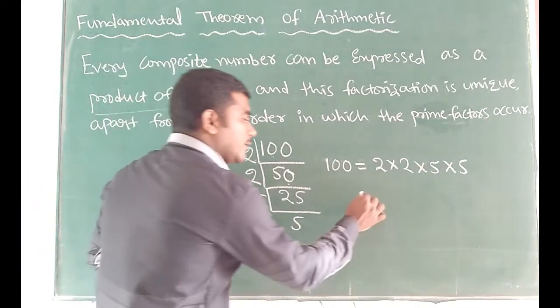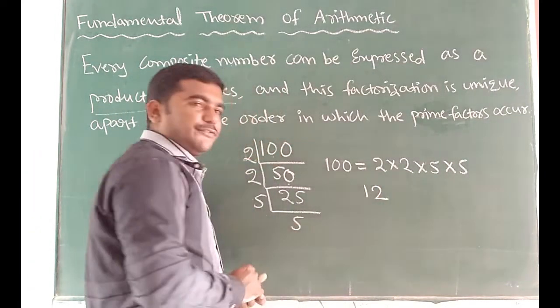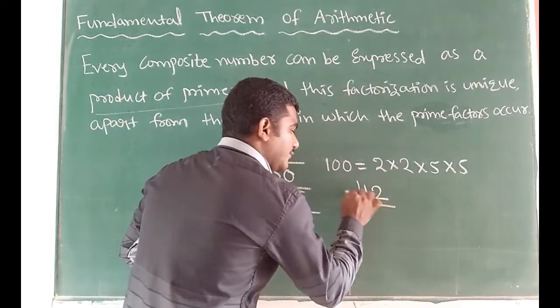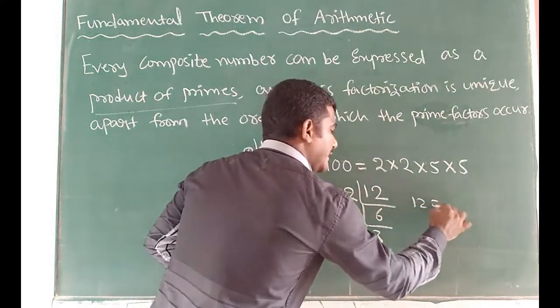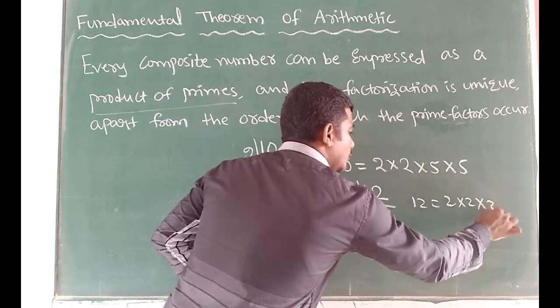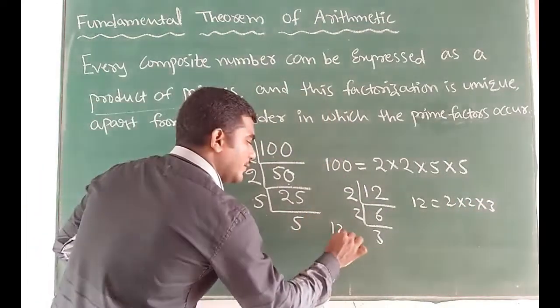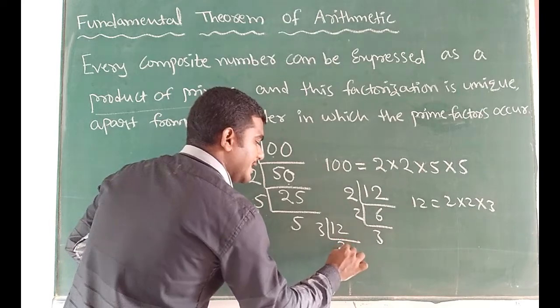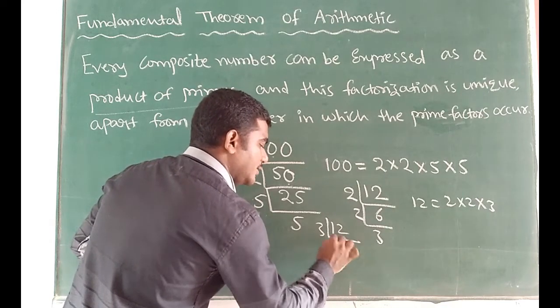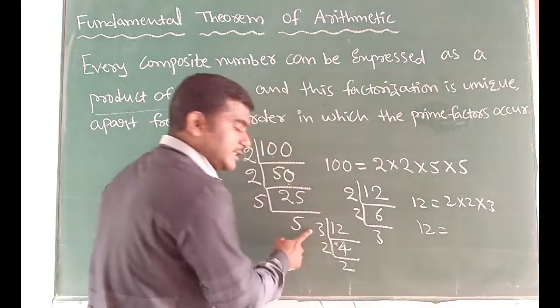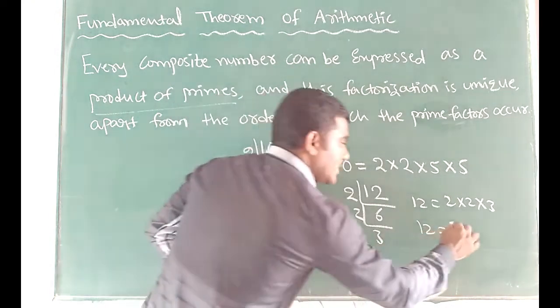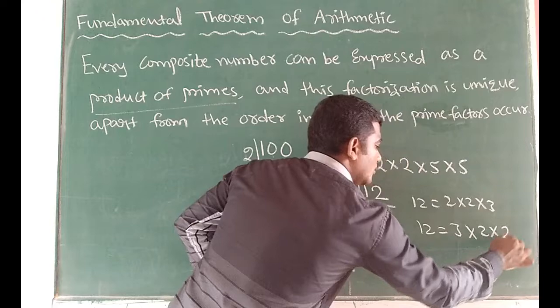For example, suppose you take 12, how can you write it? 2 6s are 12, 2 3s are 6. So 12, how can you write? 2 into 2 into 3. Suppose I divide this 12 with 3, 3 4s are 12, 2 2s are 4. So what did I get here? 12 is equal to 3 into 2 into 2.